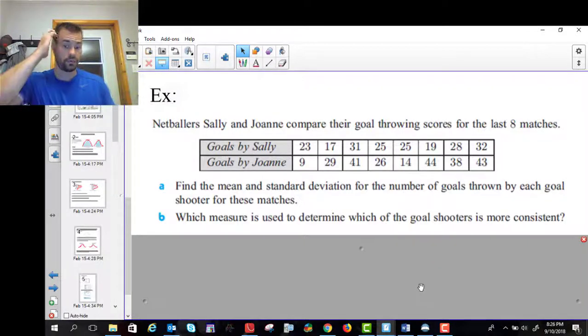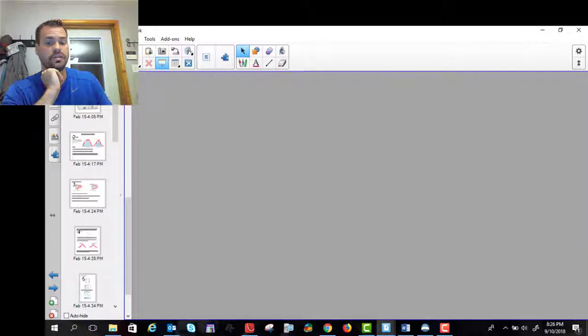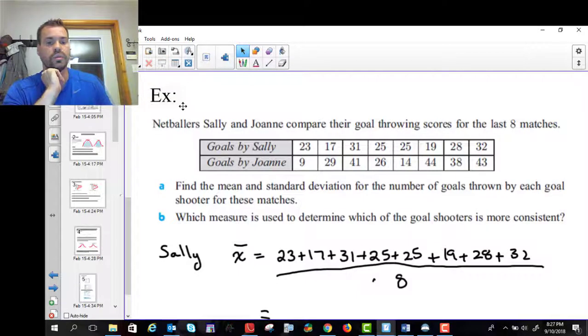When we look at the mean, first of all, I'm just going to show you how to set this up in terms of what it would look like, and then we'll do it on the calculator. The mean would be this: 23 plus 17, you just add them up, 17 plus 25, and so on. And then you're going to get a number.